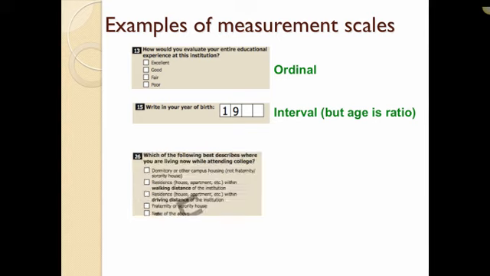What about this final item? Which of the following best describes where you're living now while attending college? A dormitory, local residence, a driving distance residence, a fraternity or sorority house, or none of the above? What scale would those response options be characterized as? So nominal, right? It's kind of obvious since that's the only one left.